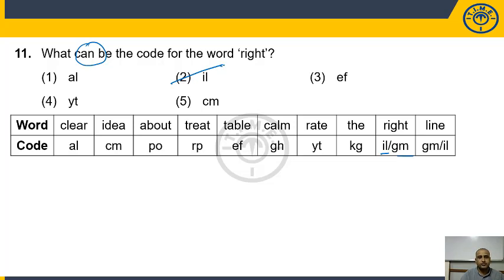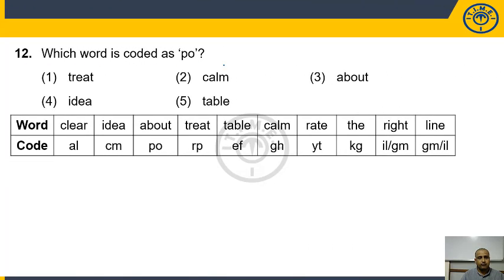Can be is nothing but possible code. It's not asking for a definite one. Next, which word is coded as PO? Which word is coded as PO? About. It is in choice 3.